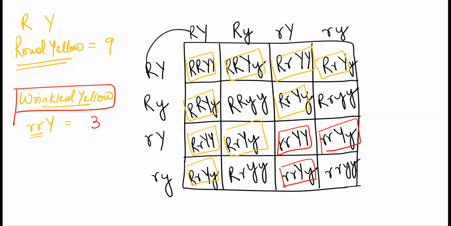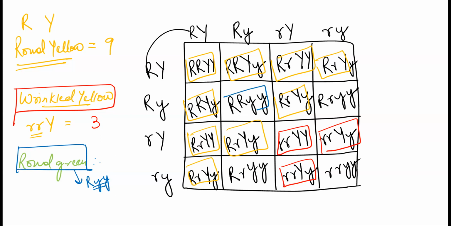It's not wrinkled green; we'll take round green first. Round green is represented by, let's suppose, blue color. For round, at least we need one capital R, and for green, we need both small y. Because round is dominant, one capital R is enough, and green is not dominant over yellow, so we need both small y. So one capital R and both small y. Here, both small y and one capital R. Here, both small y and one capital R.